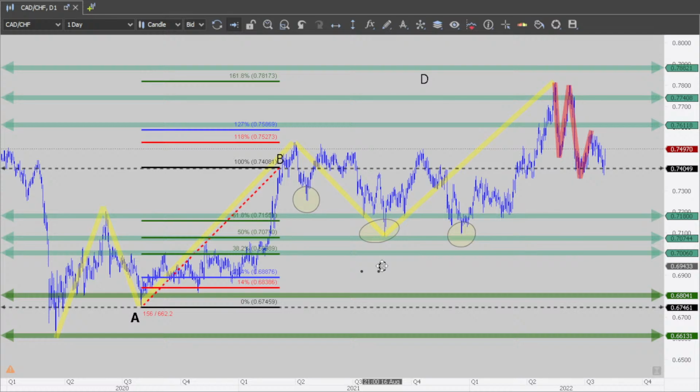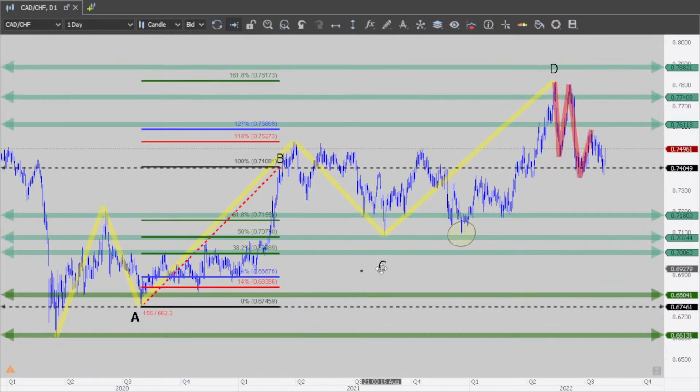Which one is the C? And of course, green goes to green. Our D extension is up in here. Okay. Second, yes ma'am, very good, excellent, congratulations. Okay. Now we have our ABCD on the daily chart.